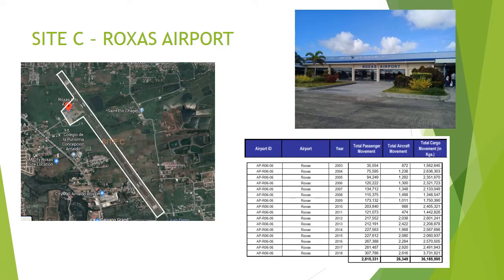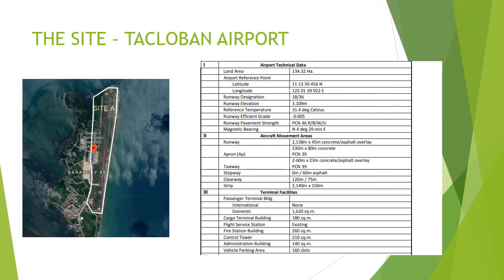Site C is Ross Airport, which has a total passenger movement of 2,815,331, total aircraft movement of 26,349, and total cargo movement of 36,185,595 from the year 2003 to 2018. The chosen site was Site A, Tacloban Airport.